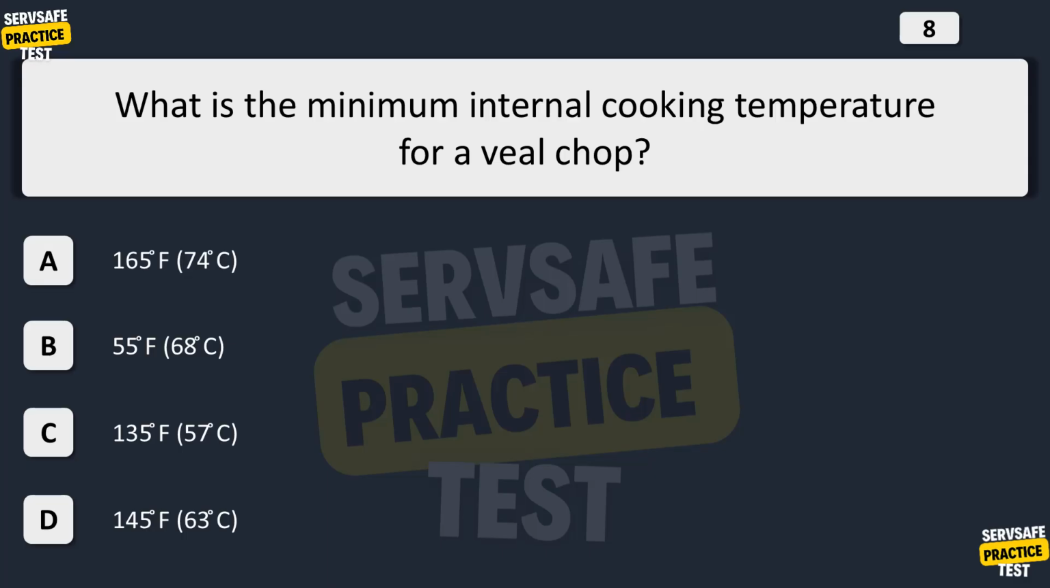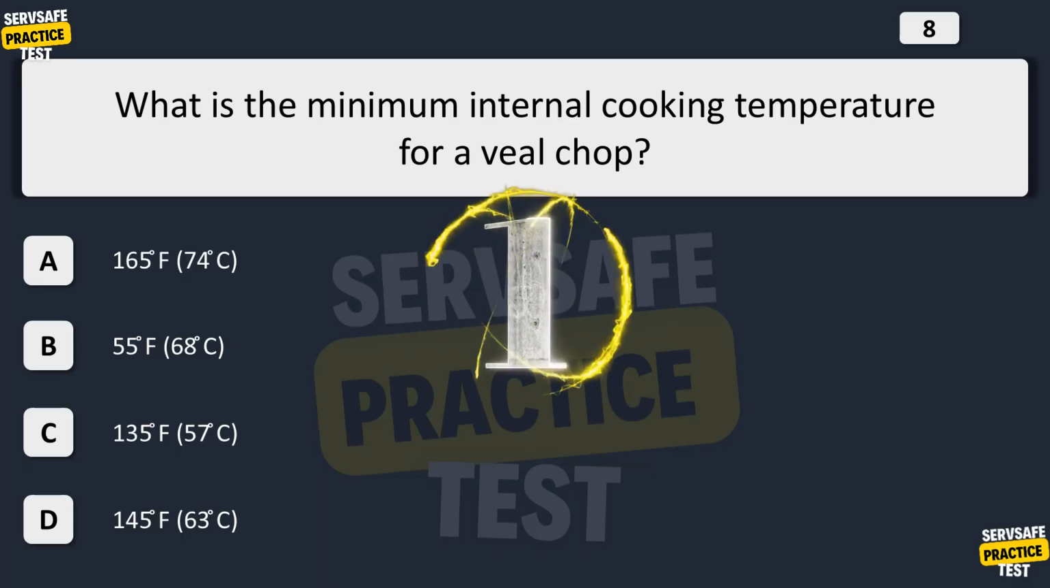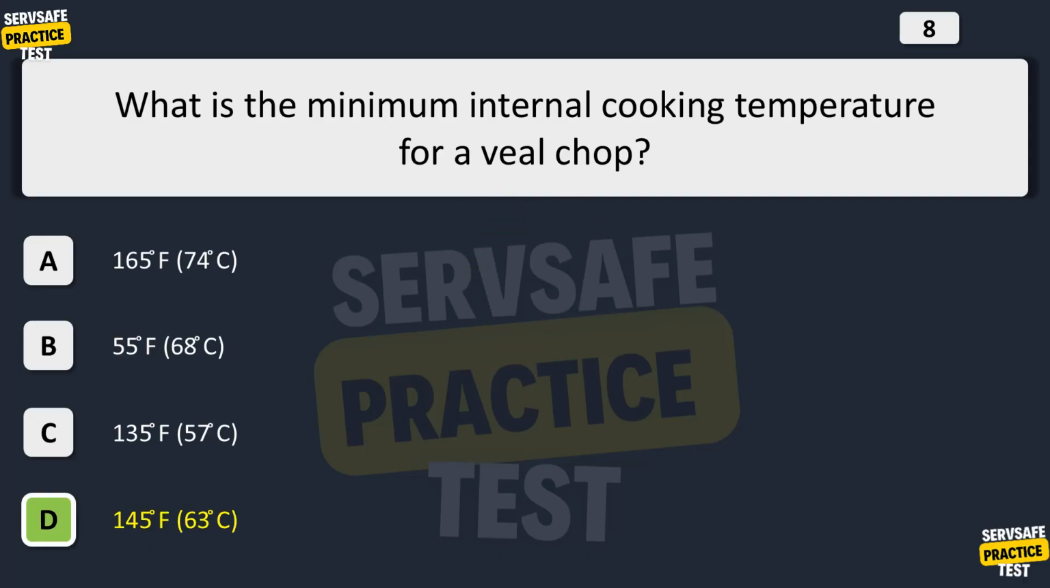What is the minimum internal cooking temperature for a veal chop? A. 165 degrees, 74 degrees Celsius. B. 155 degrees, 68 degrees Celsius. C. 135 degrees, 57 degrees Celsius. D. 145 degrees, 63 degrees Celsius. The correct answer is D. 145 degrees, 63 degrees Celsius.